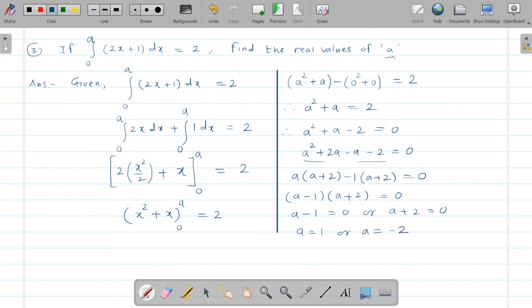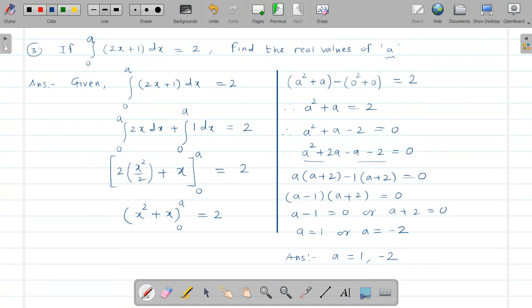So the real values of a are, the final answer you can write, a is equal to 1 and minus 2. So questions like this are also important from your exercise. If the integration is given to you and the answer is given to you, just find out the value of a here. So see, try to solve this type of question also.